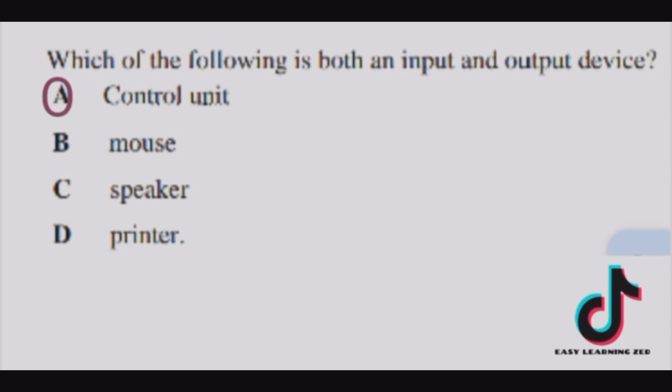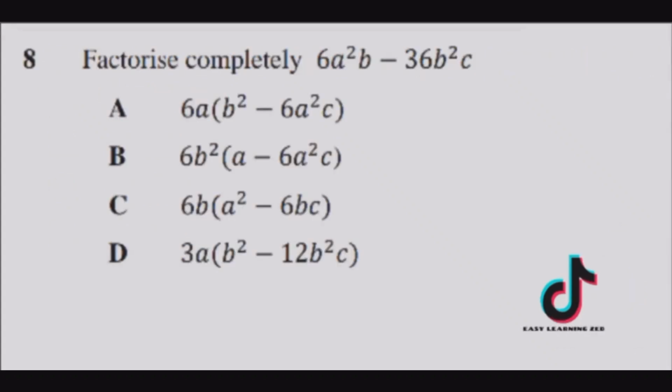Okay, we go to the next question. Question 8 is as follows. Factorize completely 6a squared b minus 36b squared c. For me to factorize this completely, I'm going to copy the entire expression the way it is. Then I need to come up with a factor that can go into 6a squared b and negative 36b squared c.